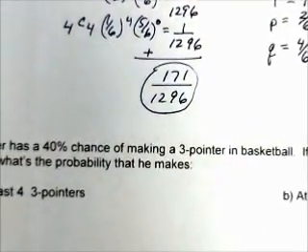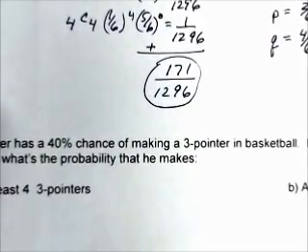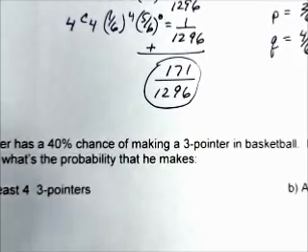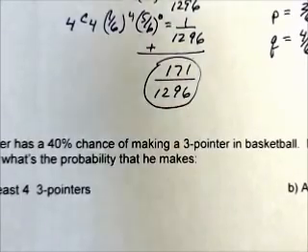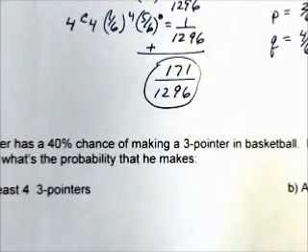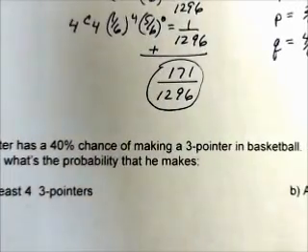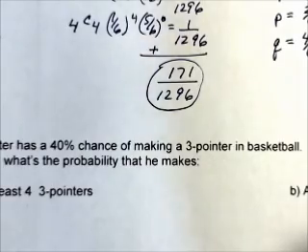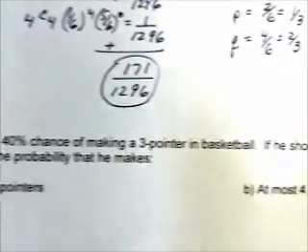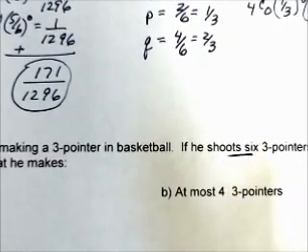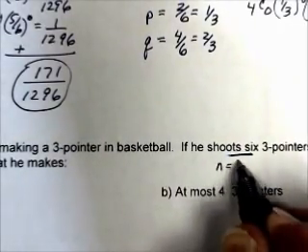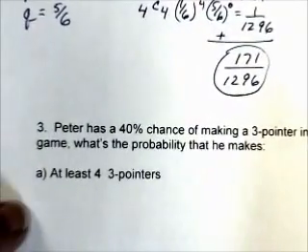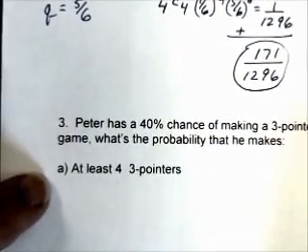Next, number 3, we have Peter has a 40% chance of making a three-pointer in basketball. If he shoots 6 three-pointers in a game, what is the probability that he makes at least 4 of the three-point shots? All right, so he's shooting 6 attempts. All right, 6 three-point attempts. So our n value is 6. And we're looking for the probability he makes at least 4.